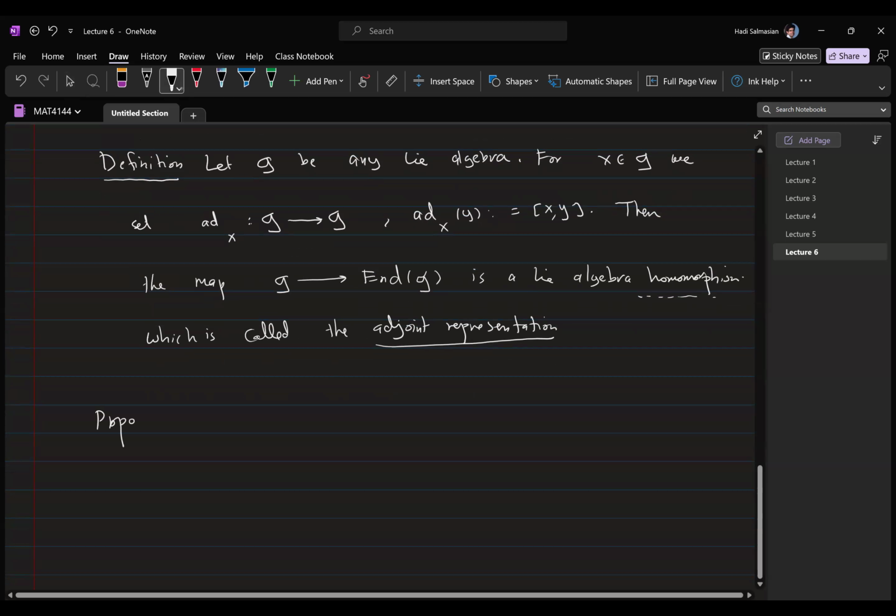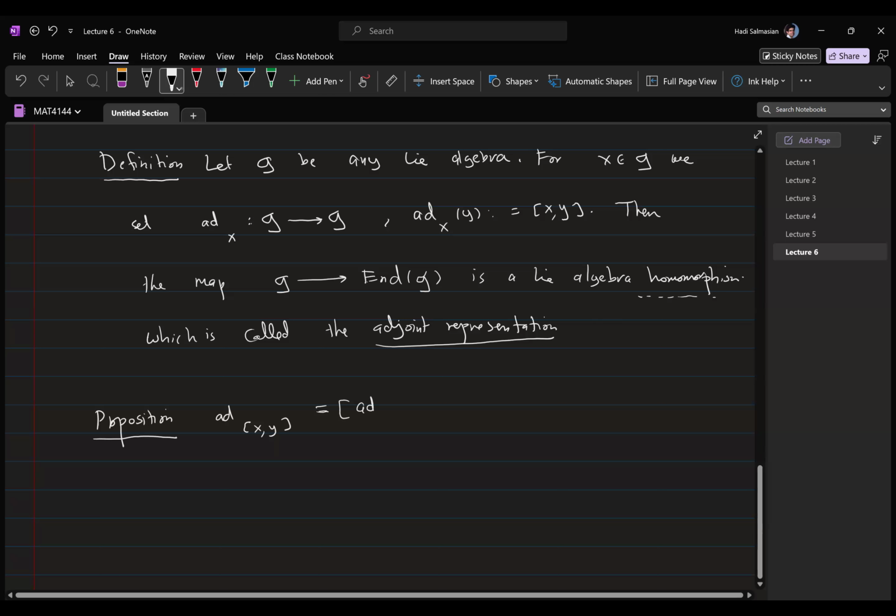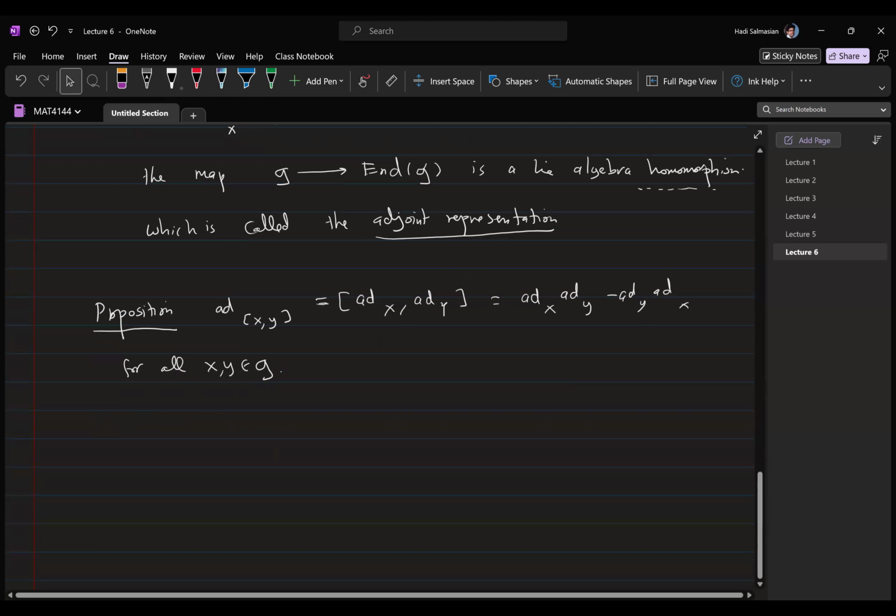So the proposition is that, so what should we verify? We should verify this ad preserves the Lie bracket, right? But what is the Lie bracket of the endomorphism algebra of g? We think about it as an associative algebra and we induce it with the usual xy minus yx bracket, right? So if I take ad of a bracket, it should be mapped to the bracket of the ads, right? But the bracket is inside End(g). And as I said, this means ad x ad y minus ad y ad x. So this is for all x and y in g. Okay, so let's verify that this relation holds.